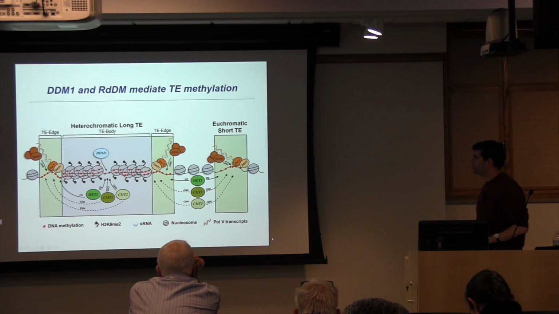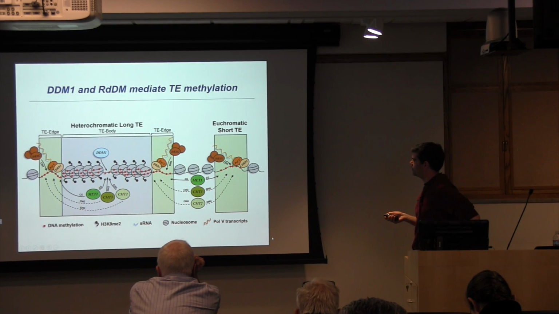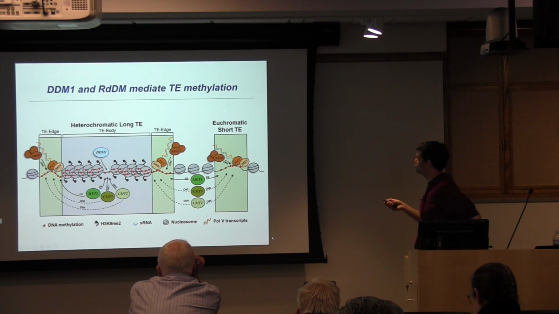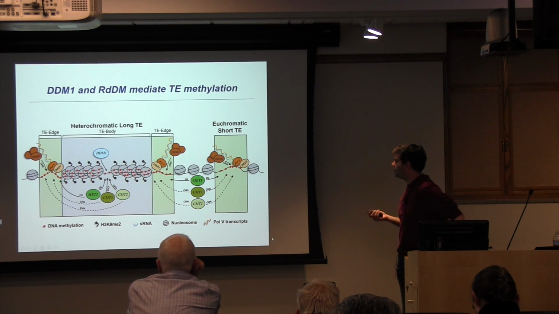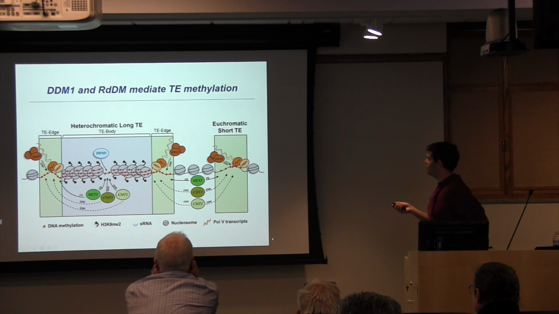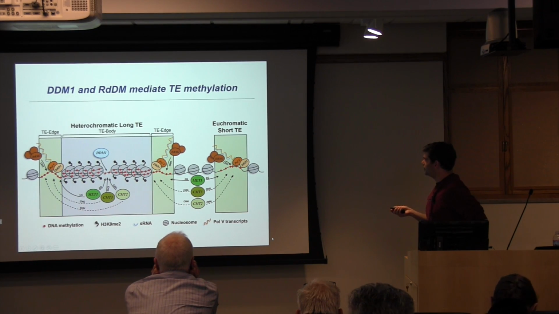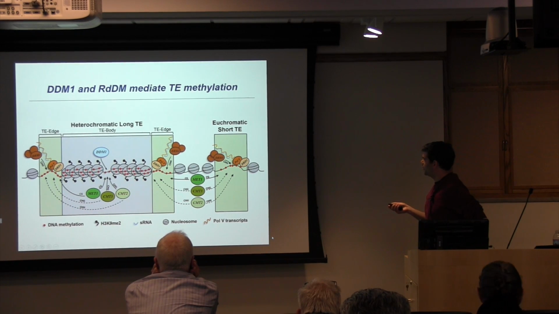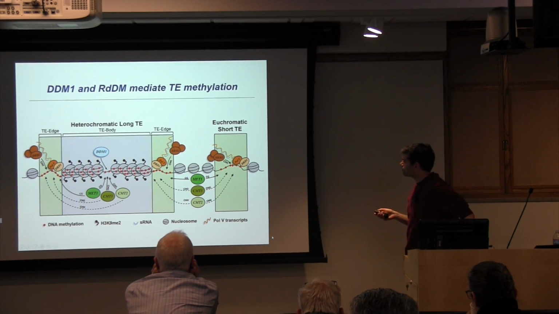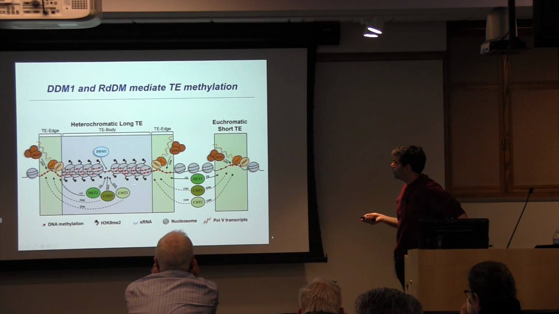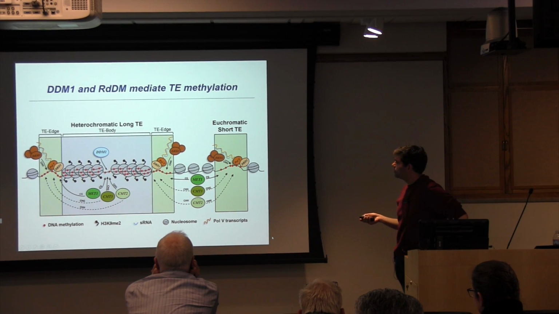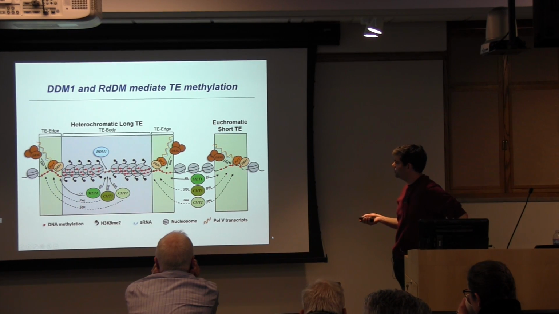So this is a model summarizing this part of the talk, where we have a typical long heterochromatic transposon and a short euchromatic transposon. And they're methylated differently. The euchromatic transposon will be methylated by this RDDM system, and the CHH methylation will be mostly guided by DRMs, whereas the heterochromatin requires DDM1 for DNA methylation, and this somehow allows methylation by MET1, CMT3 and CMT2 of this transposable element.